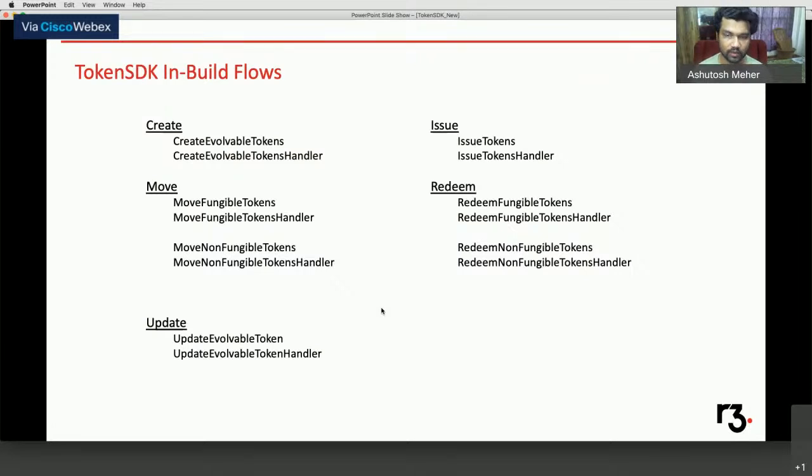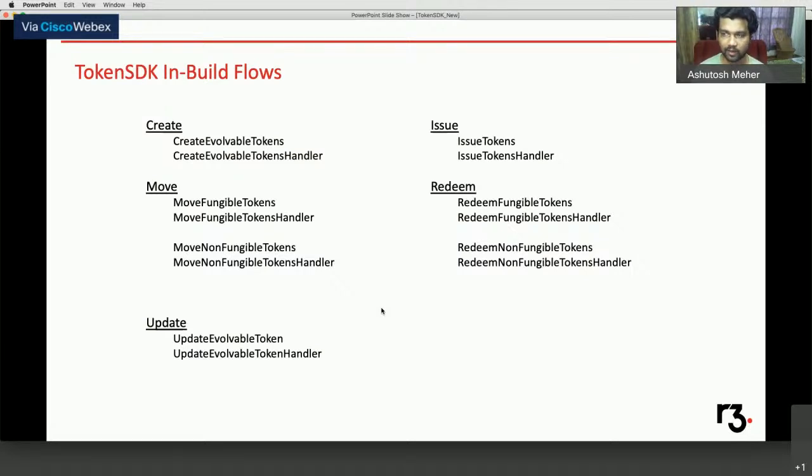Similarly, we talked about move. You have two different inbuilt flows. If you want to move fungible tokens, you use move fungible tokens, and the responder part of it is written in move fungible token handler. Similarly, we have non-fungible move, and similar is the case for redemption as well. So a pair for fungible and a pair for non-fungible redemption. And finally, we have something called update evolvable token. Now, we have been talking about this, that an evolvable token, at the end of the day, will evolve over time.